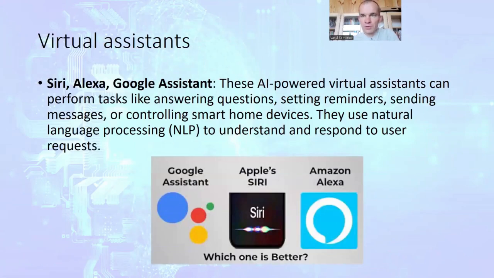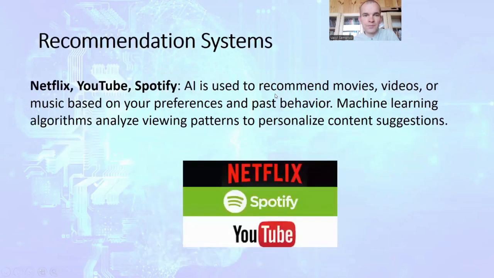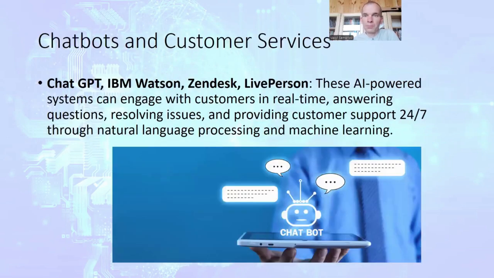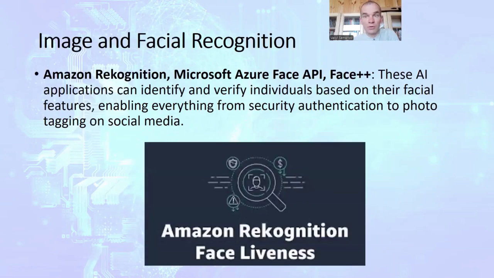So there are many examples. We will just mention a few of artificial intelligence. For example, virtual assistants such as Siri, Alexa, Google Assistant, which use natural language processing. Also recommendation systems such as Netflix, YouTube, or Spotify, self-driving cars like Tesla, Waymo, popular now chatbots and customer services, just to mention ChatGPT, IBM Watson, Zendesk, LivePerson, and image and facial recognition, of course, Amazon Rekognition, Microsoft Azure Face API, Face++.